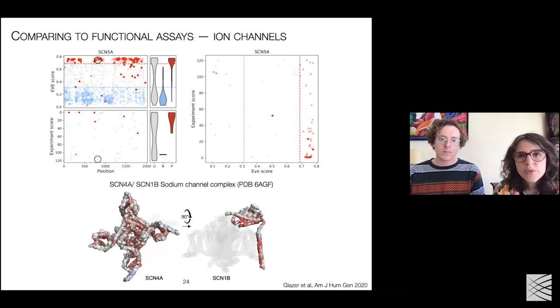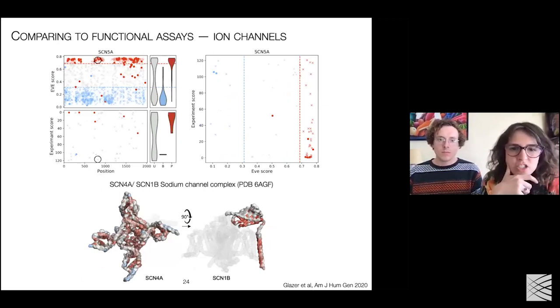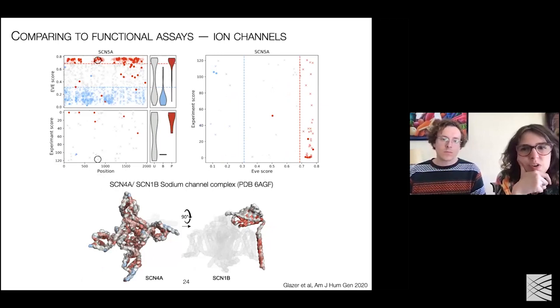So another example that is very interesting is ion channels. Ion channels are also very studied because they're involved in loads of different disruptions, from cardiac disease to neurological disease to muscular disease. It's a very interesting subset of genes, and very hard to study in a high throughput functional manner.